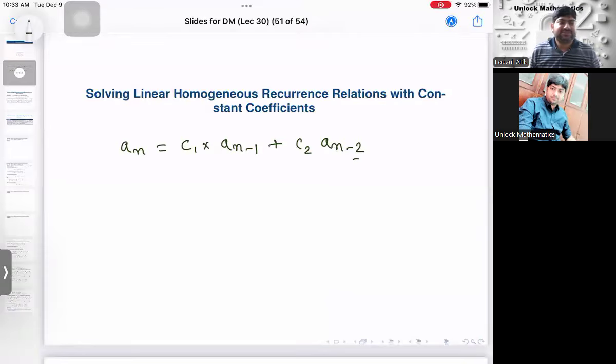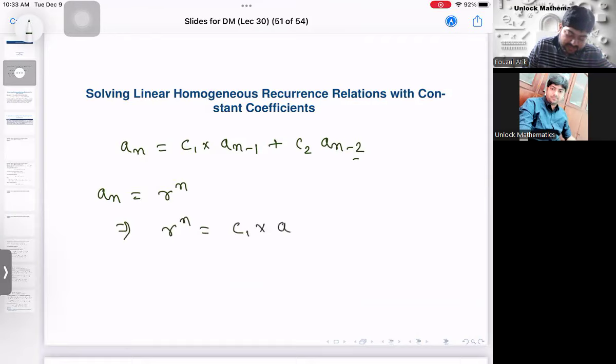Now, initially we'll guess that we need to have a solution of it. So we guess that a_n equal to r to the power n is a solution. Suppose we assume that. Then what will happen? If this is a solution, then it should satisfy the recurrence relation. So I'll substitute a_n equal to r to the power n in the given recurrence relation. Then it will imply that r^n is equal to c1 times a_(n-1), that means r^(n-1), plus c2 times r^(n-2).